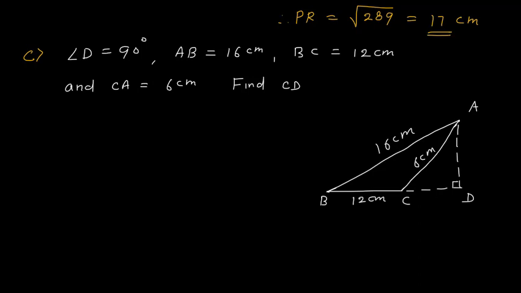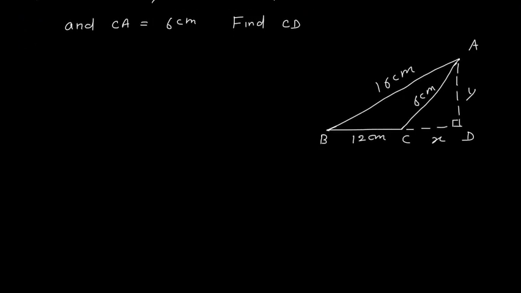Here in the third part we have angle D 90 degree, AB is 16, BC is 12, CA is 6. We have to find the value of CD. Okay. So now AD we cannot find because CD we don't know, and CD we cannot find because AD we don't know. So what we do, we assume this CD as X and this AD as Y. Now it is not necessary, if you are not writing CD as X and AD as Y, then also we can do the problem easily. So first I will take triangle ADC.